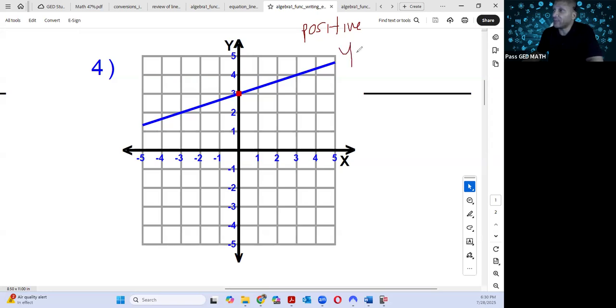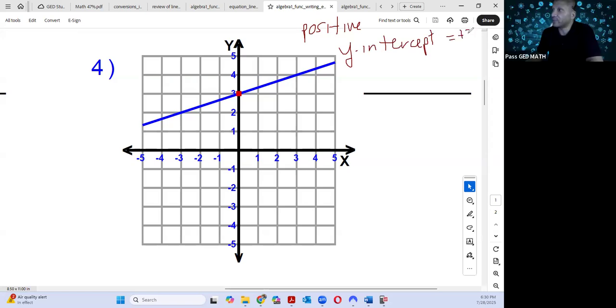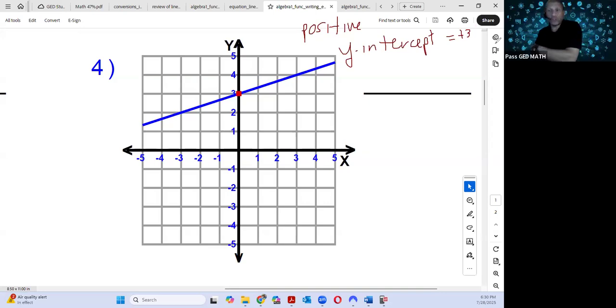Can anybody tell me which graph line has a y-intercept? It's 3. Yes, the y-intercept is positive 3. It's positive. Does everybody understand that? It's where the line crosses the y-axis.